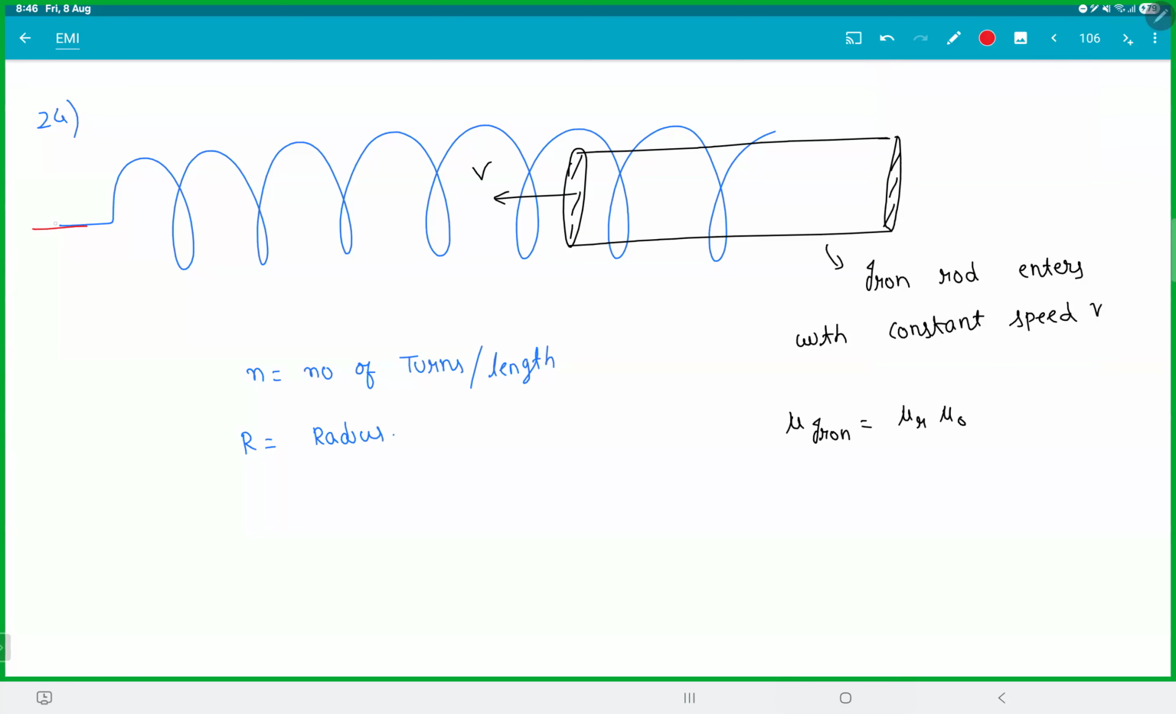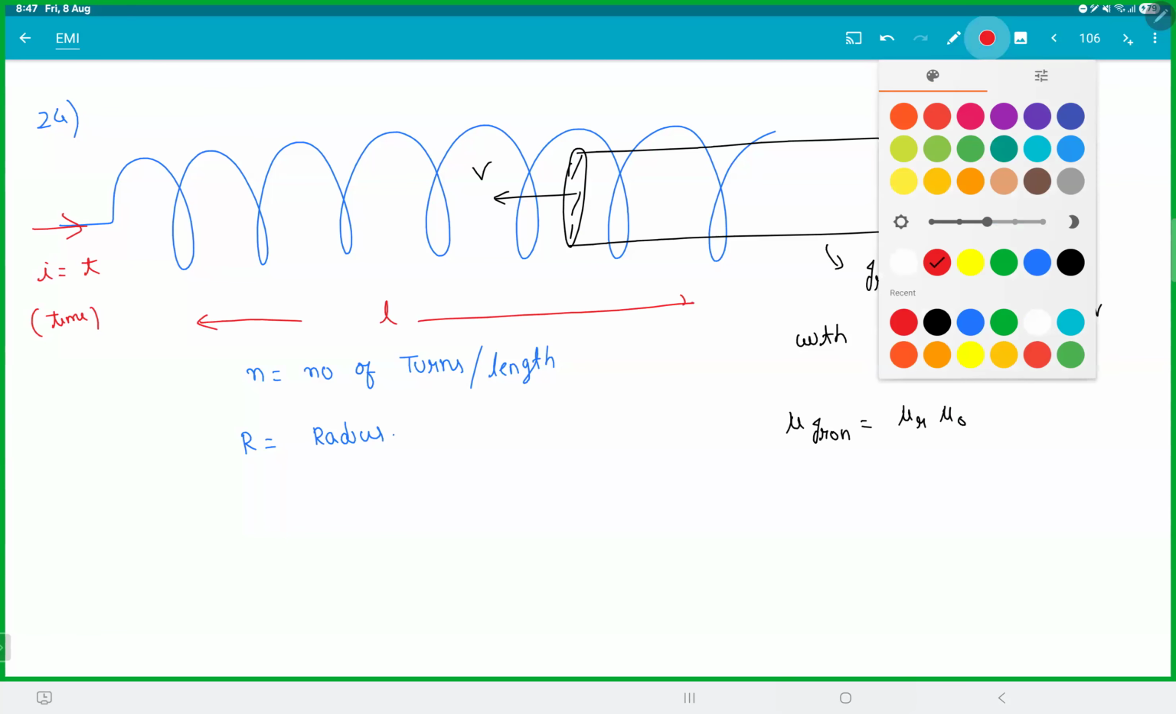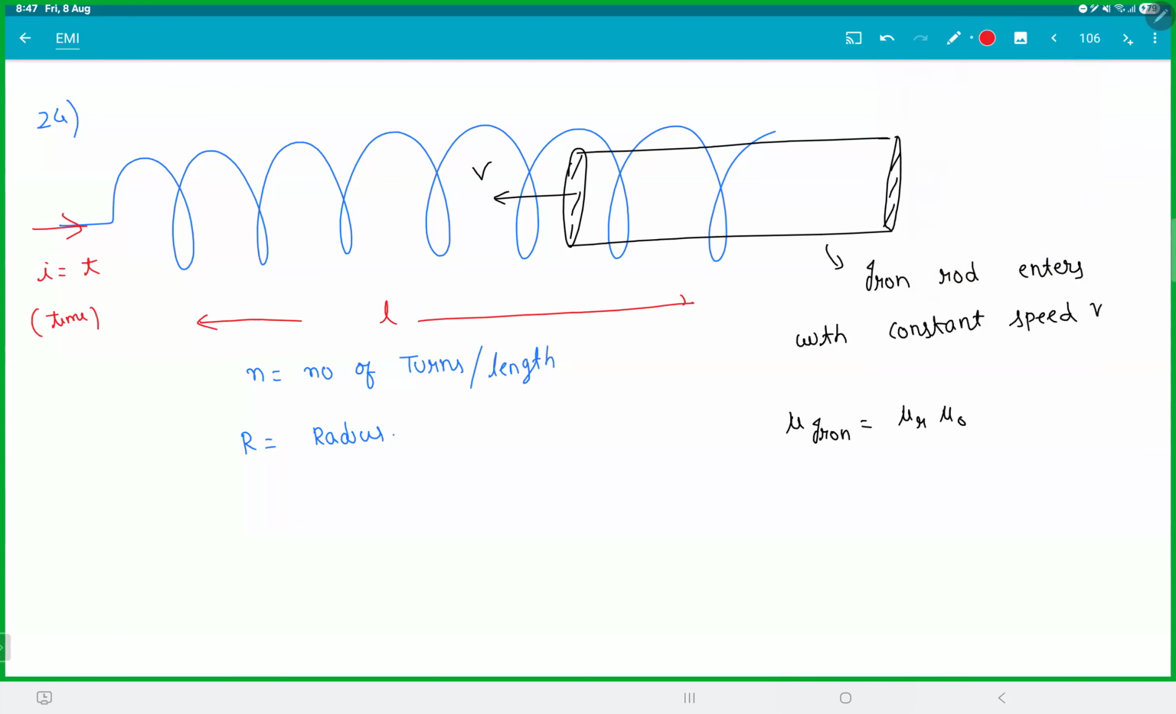At the same time, current I is flowing in the inductor. I is equal to T, where T is time. So the total length is L. At T0, the rod is about to enter. Find the potential difference across the solenoid at time T.